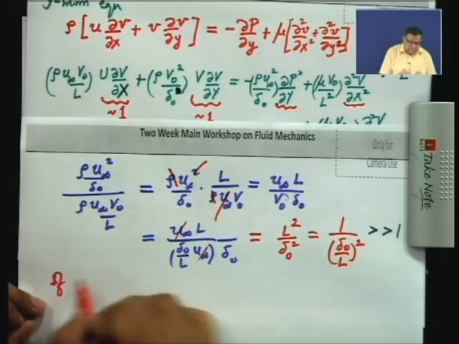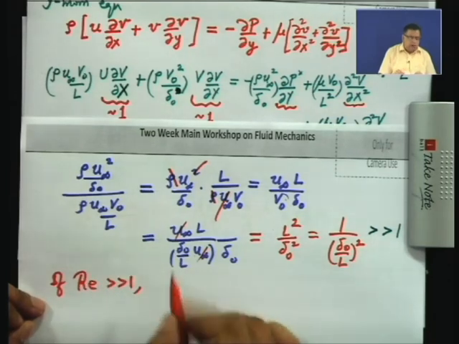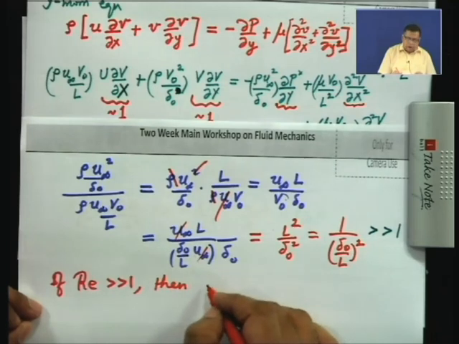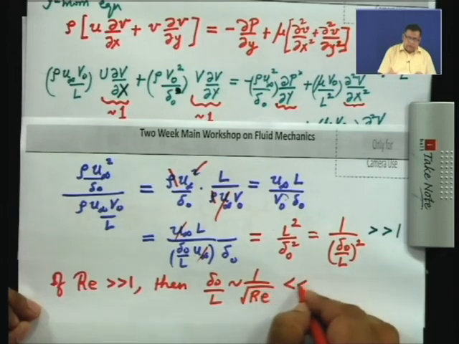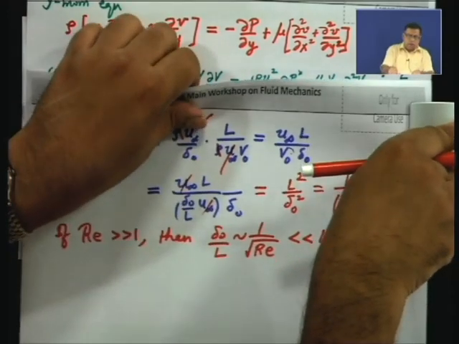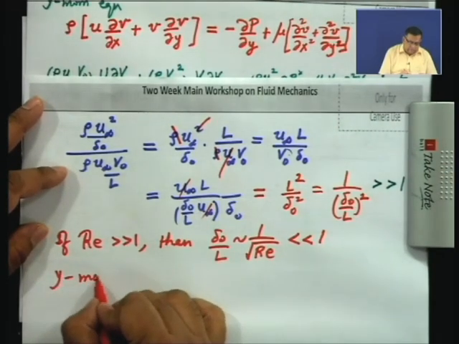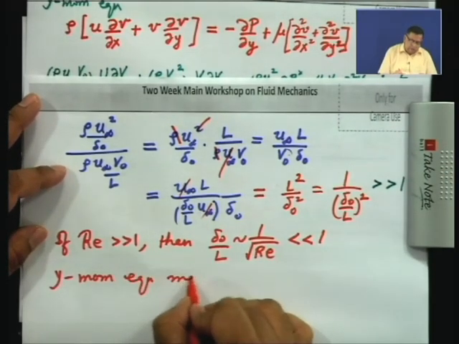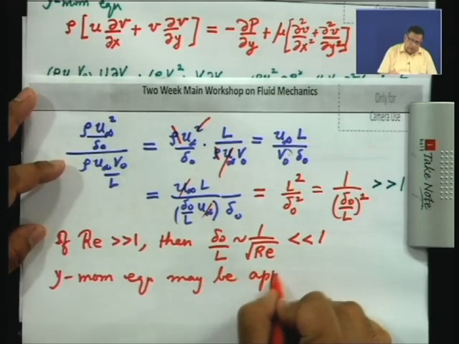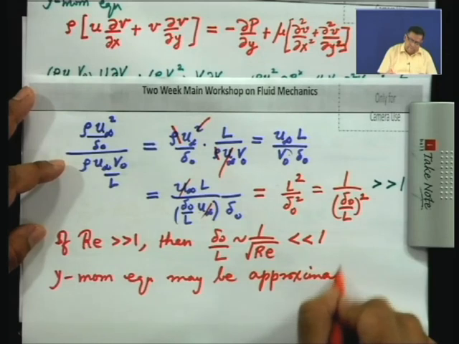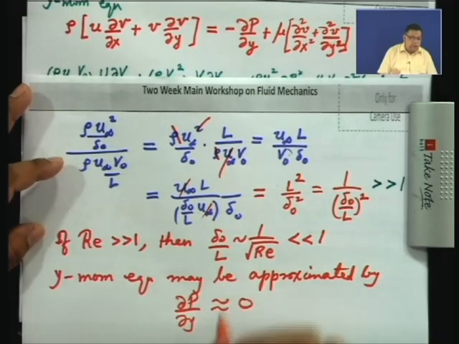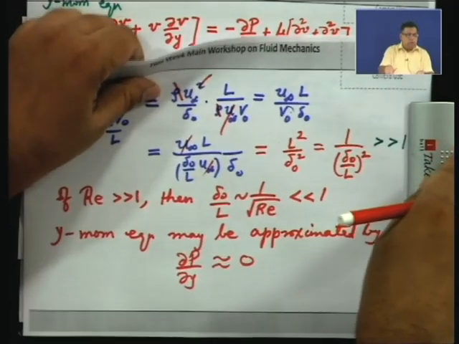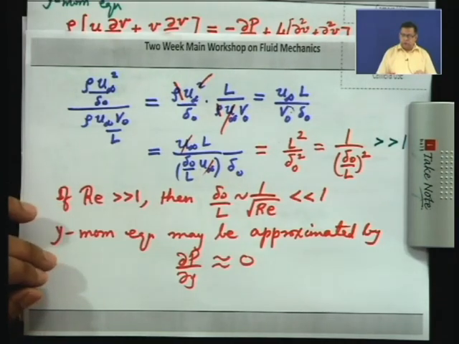So, if Re is much greater than 1, then delta naught by L, which is of order 1 by root of Re, is going to be much less than 1, and the y momentum equation may be approximated by del p del y equal to 0, because other terms in the equation are much smaller than this term.